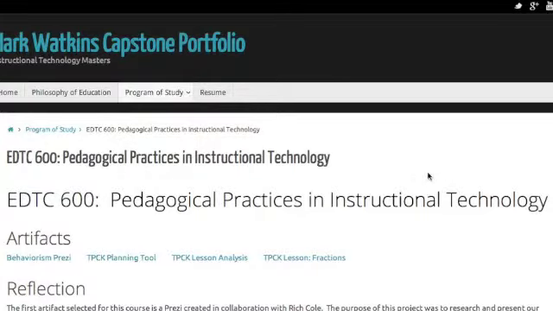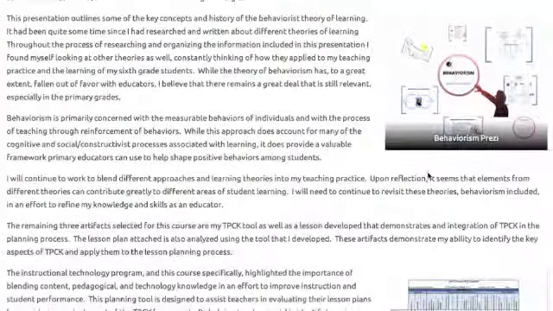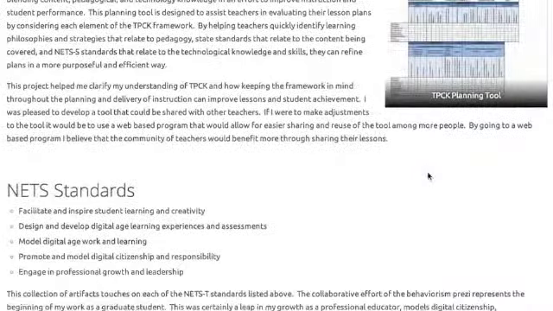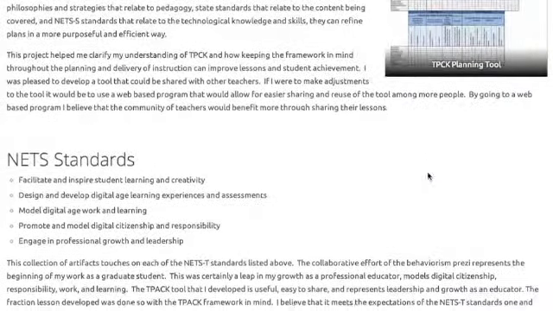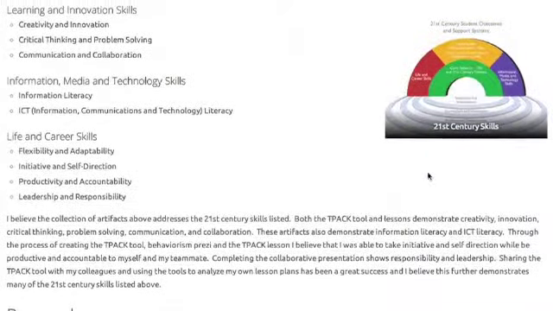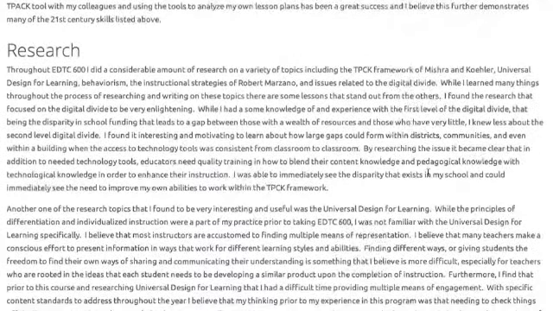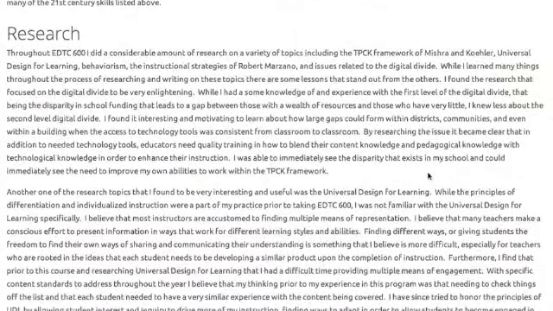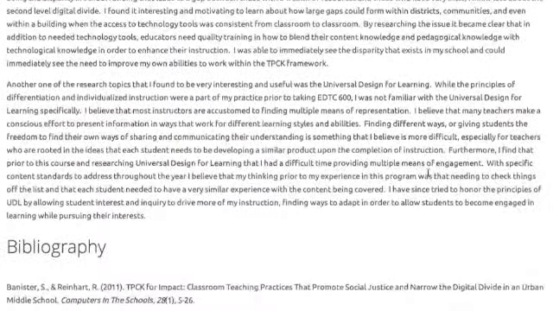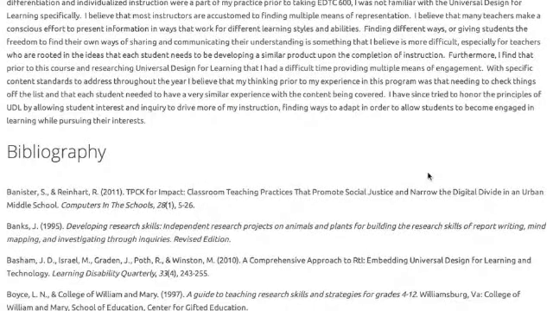Included also on the page, in addition to some reflection, and you can access those links, are some of the standards that I believe these artifacts demonstrate. The bibliography that I've included in this and all pages reflects all the resources that I used for papers and projects throughout the program, so that's why they look so extensive.